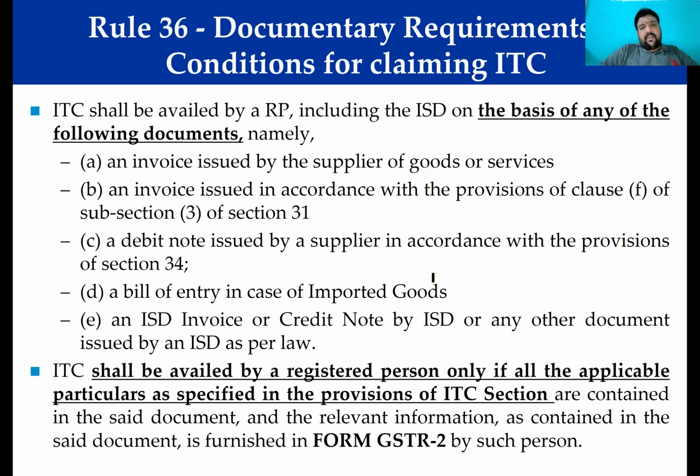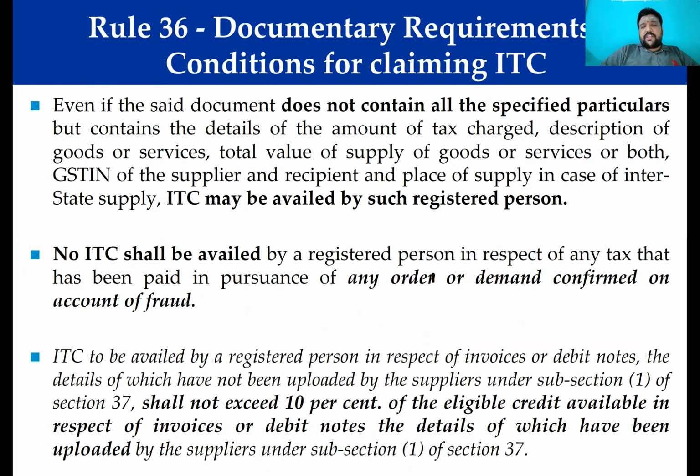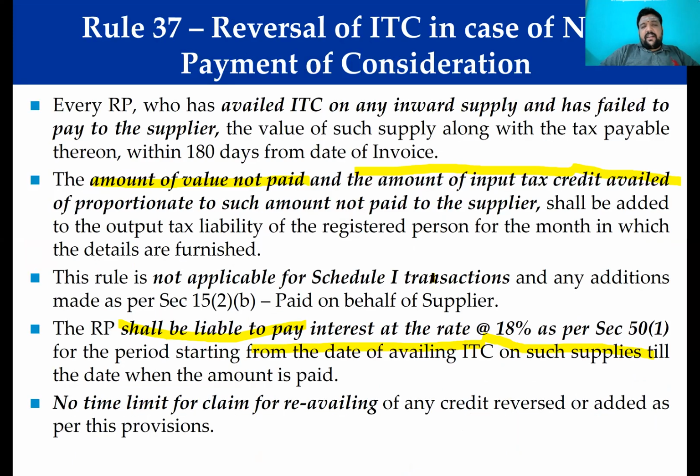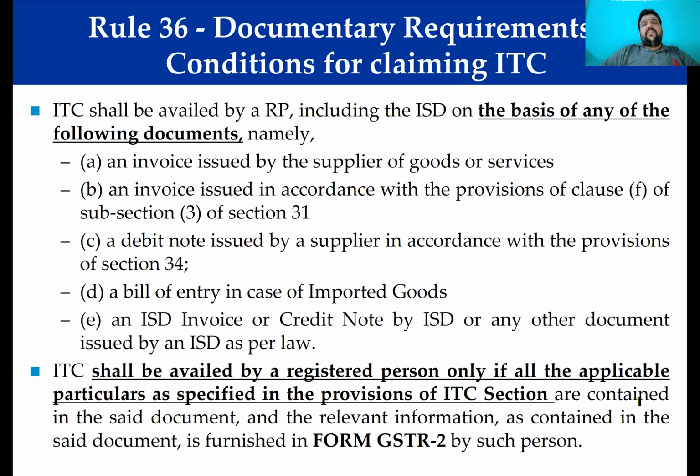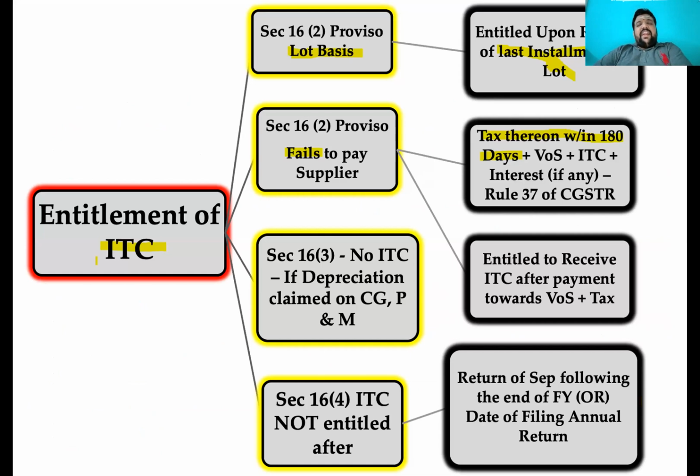Rule 37. Remember, two rules will come into discussion for section 16: Rule 36 and 37. There is no time limit for claiming or re-availing any credit reversed or added back. There is absolutely no time limit for reclaim of credit. Consciously, the government has given this, which means at the end of the 181st day, if you have not paid your supplier within 180 days, and it's a general understanding that nobody will give more than a 180-day period. If they give, then that's a separate issue, as we discussed, a special circumstance.